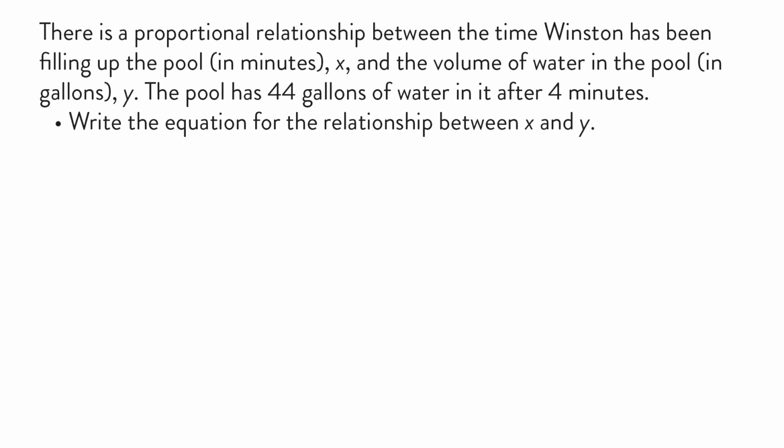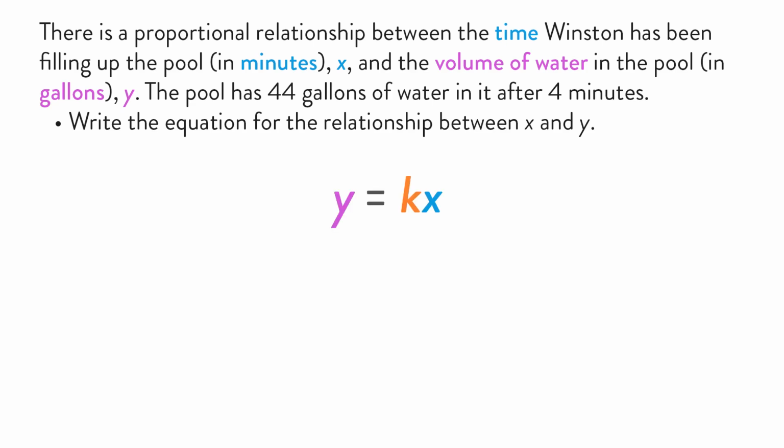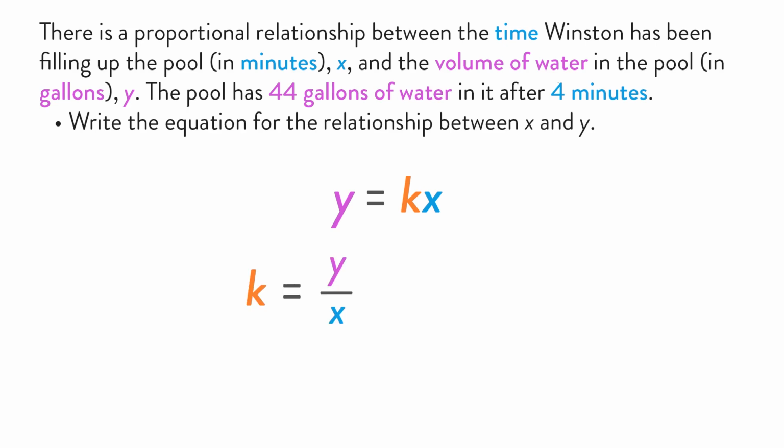Because there is a proportional relationship between the time Winston has been filling up the pool and the volume of water in the pool, the equation can be written in the form y equals kx. So let's find k. The pool has 44 gallons of water in it after 4 minutes. So when the x value is 4, the y value is 44. K equals y divided by x equals 44 divided by 4, which equals 11. We can plug k equals 11 into the equation y equals kx. So y equals 11x shows the relationship between x and y.